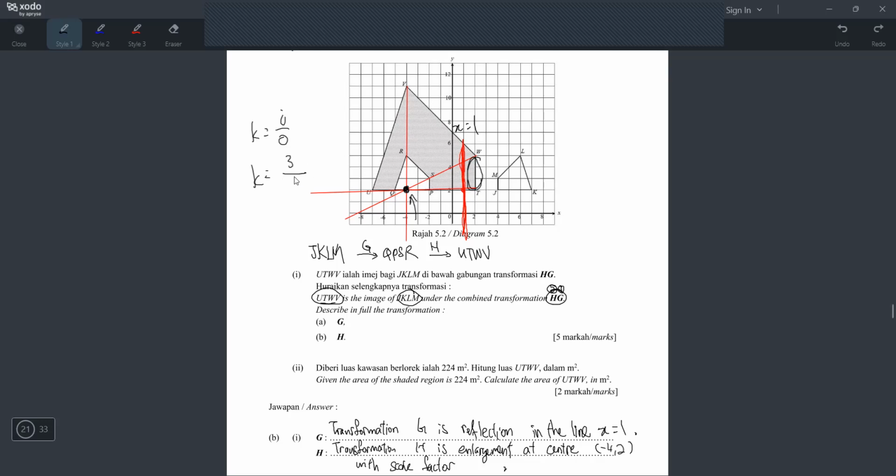But before enlarge is just 1 kotak. So 3 divided 1, that's your scale factor. So the scale factor of 3 dekat sini. Okay, macam ni. Okay, this is 3, this is 1. That's why it's 3 divided 1.